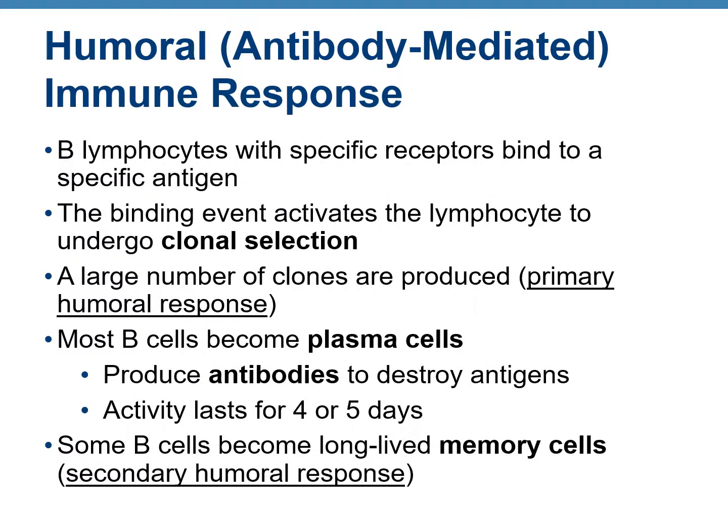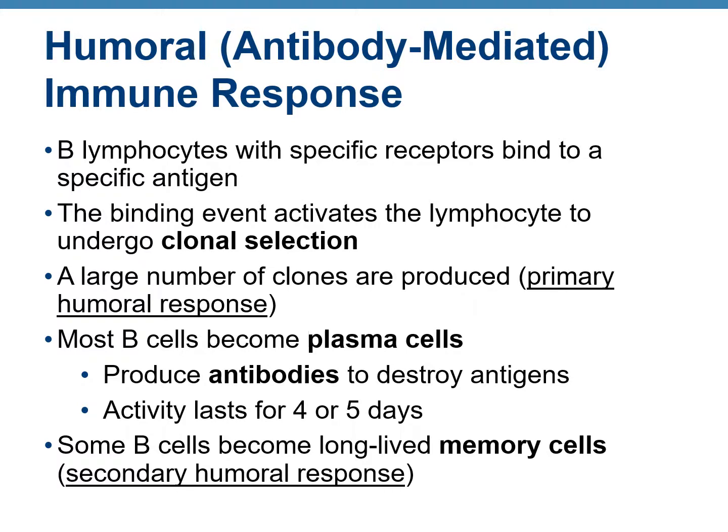Now we are going to learn about humoral or antibody mediated immune response. When an attack occurs, there are different types of B lymphocytes and they all have their specific receptors. So depending on the type of invader, a particular B cell with specific receptors would bind to this specific antigen. And this binding starts a clonal selection process. Here, a large number of clones would be produced. That means the kind of B cell that can fight that specific invader would be produced in large numbers. This is known as primary humoral response.